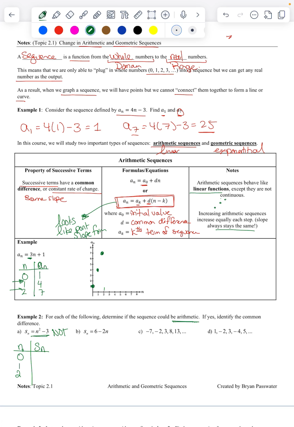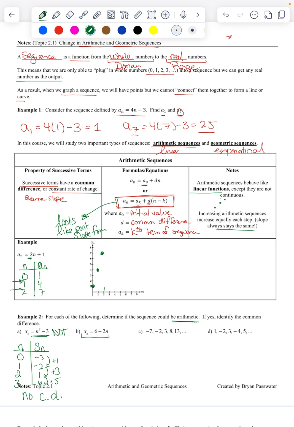some values, 0, 1, 2, and 3, and you will get -3, -2, 1, and 6. And you notice that from here to here, this is +1. From here to here, though, this is going to be a +3. And from here to here, this is a +5. So why is it not arithmetic? Because there is no common difference.